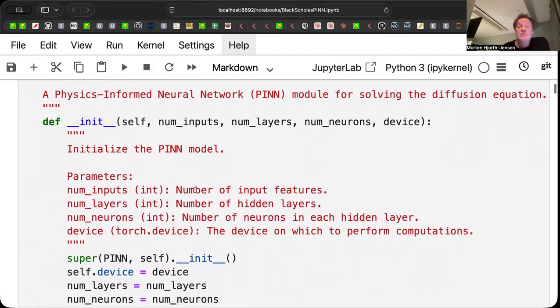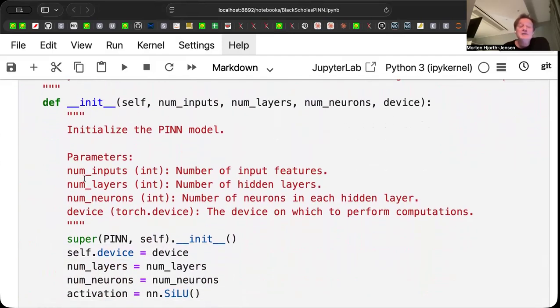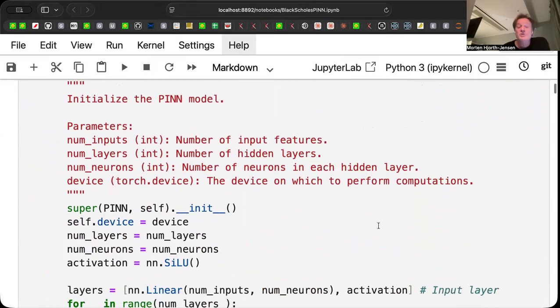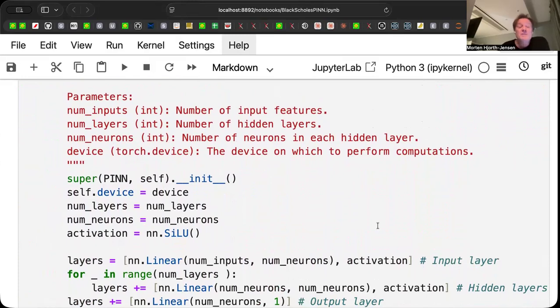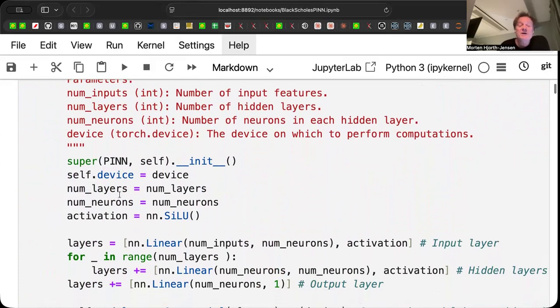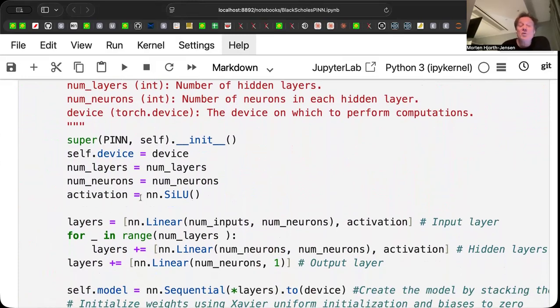So we need to initialize the model. We have parameters, which define the number of features, the number of hidden layers. This is the inputs. We then have the number of neurons in each hidden layer. And then we also need to define a device on which to perform computations. So here we define the different parameters. And then we can also specify how many layers we want. So the layers are simply given by the number of inputs and the number of neurons here.